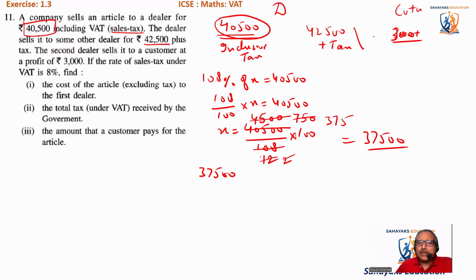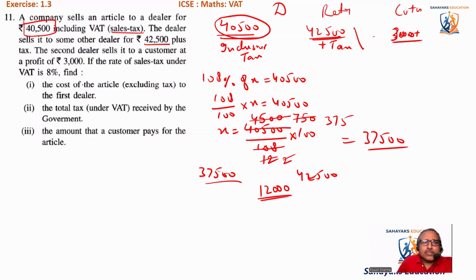Now, from 37,500 to the retailer, he sold it for 42,500. So what is the difference he has made? The difference is 0, 0, 5 minus 5 is again 0, 7 minus 5 is 2. He made a difference of 12,000 rupees. Sorry, 5,000 rupees as his profit. The first retailer made a profit, so he has to pay VAT.